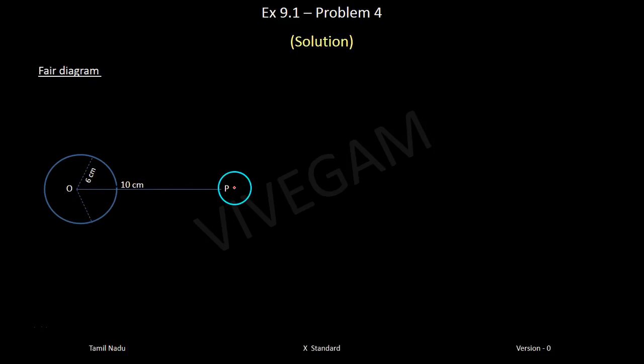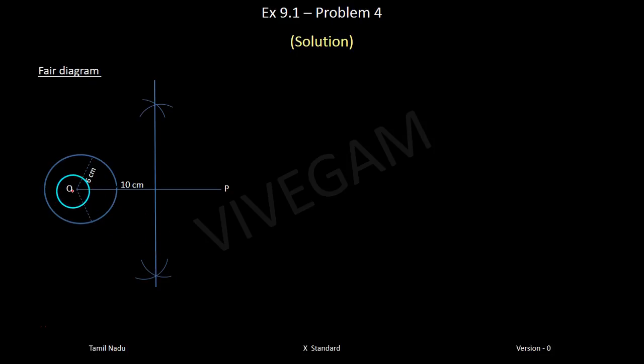Now, what's the next step? You'll have to find the perpendicular bisector of OP. How will you do it? With O as a center and radius which is greater than half of 10 centimeters, so maybe 6 centimeters, draw two arcs, one on the upper side and one below. With the same radius but with P as a center, draw two arcs, one above, one below. Both the arcs will cut each other. Join the intersecting points, you will get the perpendicular bisector.